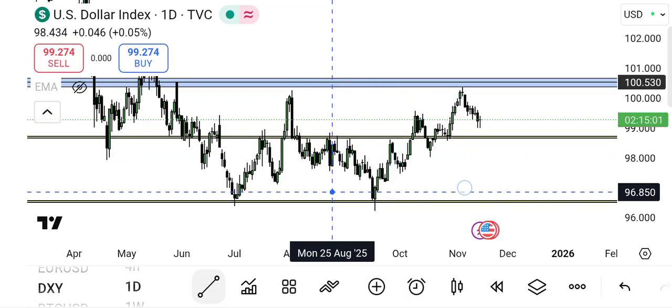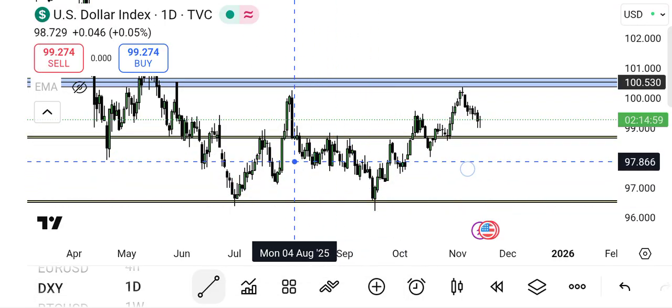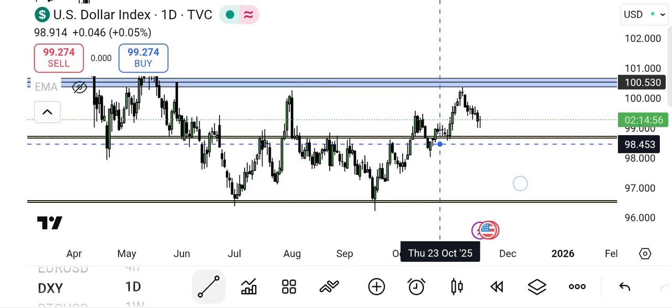Now on the daily time frame, what can we see? We could see market creating a double bottom here. This is a clear double bottom. This is the neckline. Market went back up.